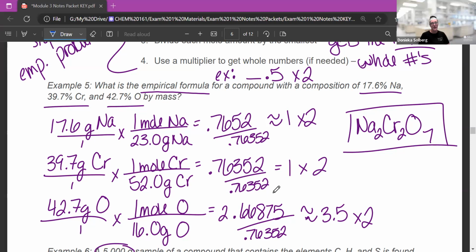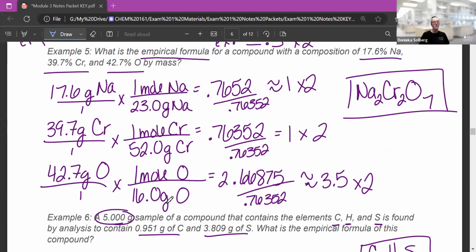So that's 1. And this one, when you do 2.66875 divided by 0.76352, you get about 3.5, which is not close to 4, not close to 3. It's right in between. So what I ended up with was a 1 to 1 to 3.5 ratio. Now I can't put a 3.5 in a formula, so to get rid of a 0.5, I would need to double everything. So I doubled that one, and doubled that one. So it's really a 2 to 2 to 7 ratio. So my formula is Na2Cr2O7. And that is your empirical formula.